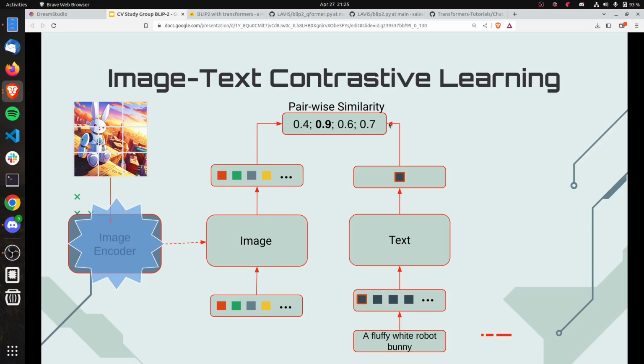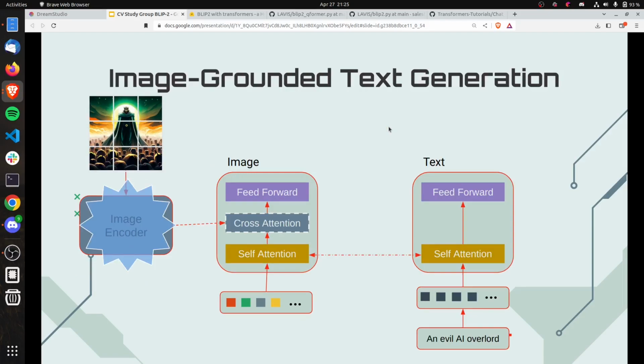That's the first step, the image text contrastive learning. The next one is the one I understood the least, because they're not giving that much information about it. But I will try to explain it as well as I can. So it's image grounded text generation. And here you basically take the output from this text stack and you leave a self-attention connection.